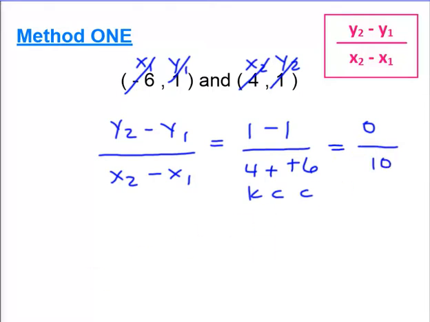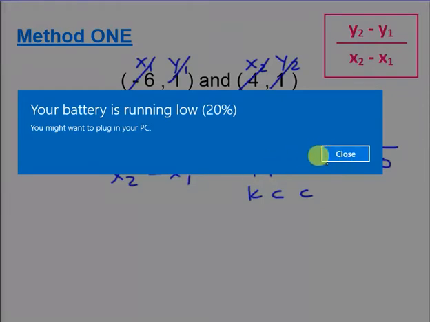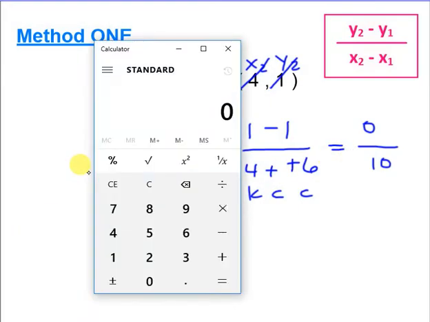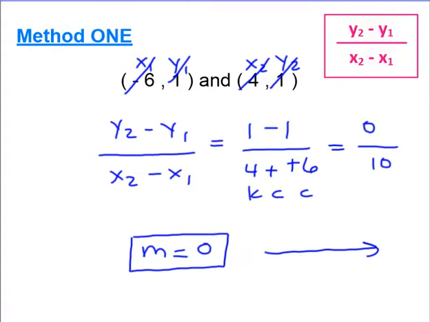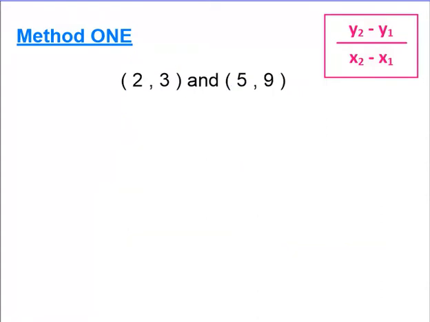Now I'm going to bring up the calculator here again so that you can see this. So here this time our 0 is on top. So you have 0 divided by 10, and that's going to be 0. Okay, so here our m is 0. Our slope is simply 0, which means we will have a horizontal line. Now, where that horizontal line is, I haven't taught you that yet, but you'll know that if your slope is 0, you have a horizontal line. Okay? All right, let's try this one here.